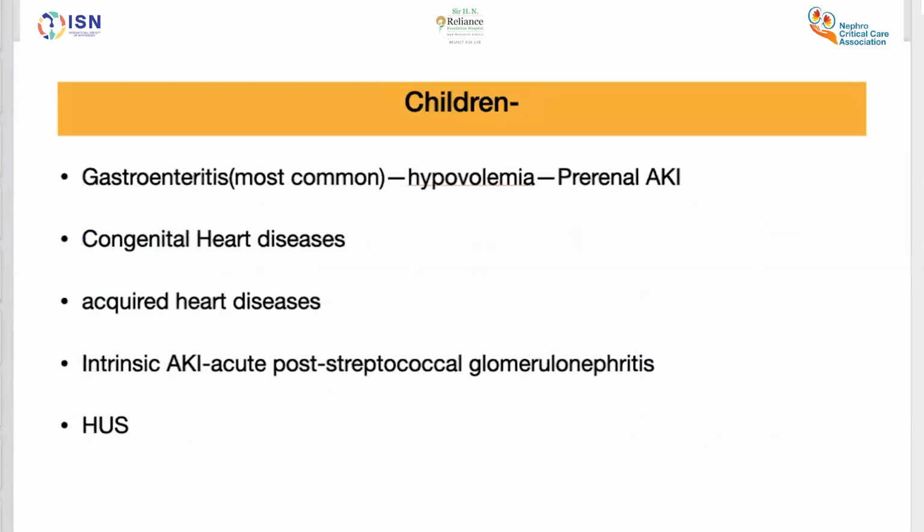Then in children, the most common cause of acute kidney injury is gastroenteritis, which leads to hypovolemia and prerenal acute kidney injury. Other important causes in children are congenital heart diseases and acquired heart diseases leading to low cardiac output, leading to acute kidney injury. For intrinsic acute kidney injury, another most common cause in children is acute post-streptococcal glomerulonephritis. Another entity which leads to acute kidney injury in children is HUS.